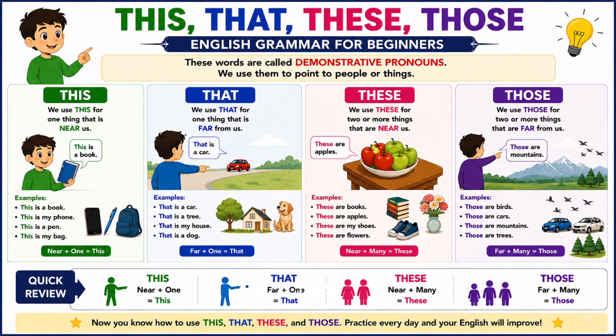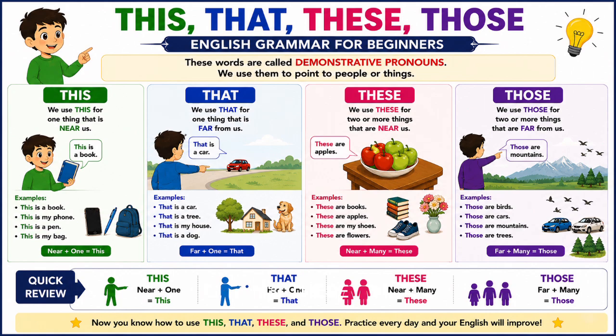2. That. We use that for one thing that is far from us. Look at that car. That is a car. Look at that tree. That is a tree. Look at that house. That is my house. Remember, one thing plus far equals that.